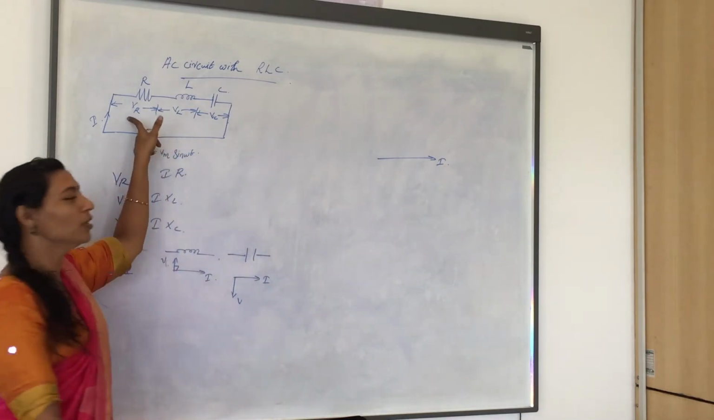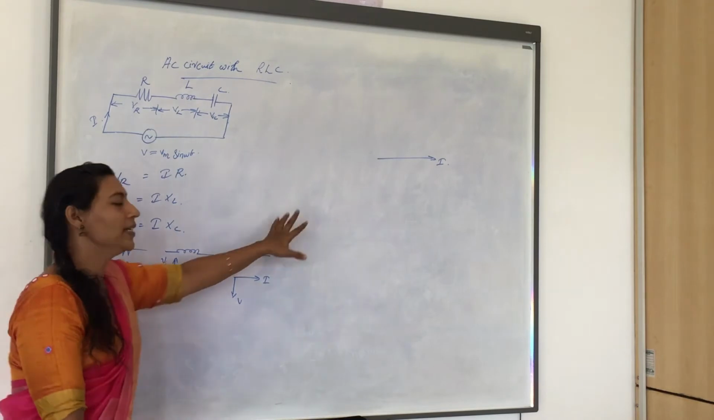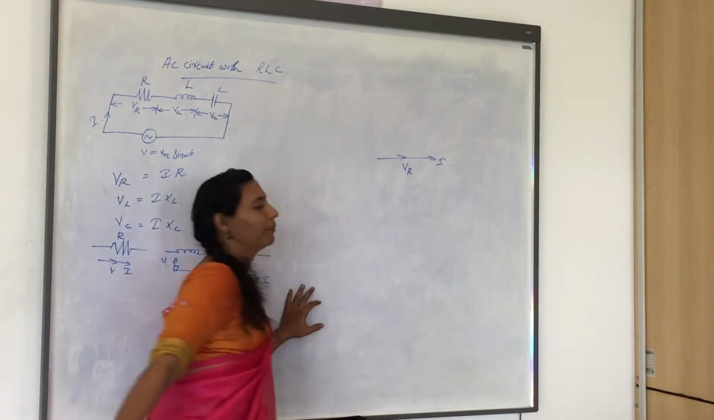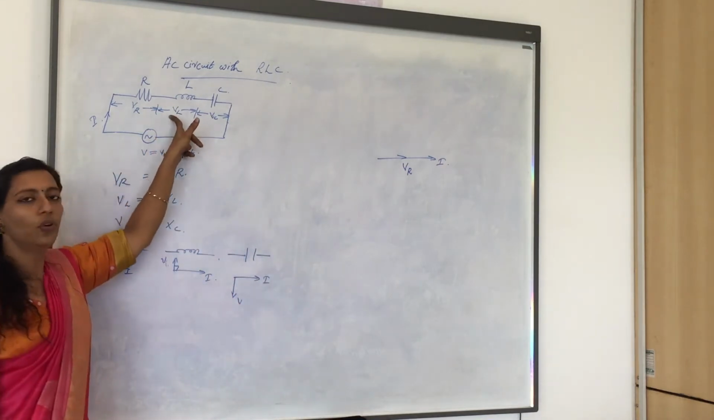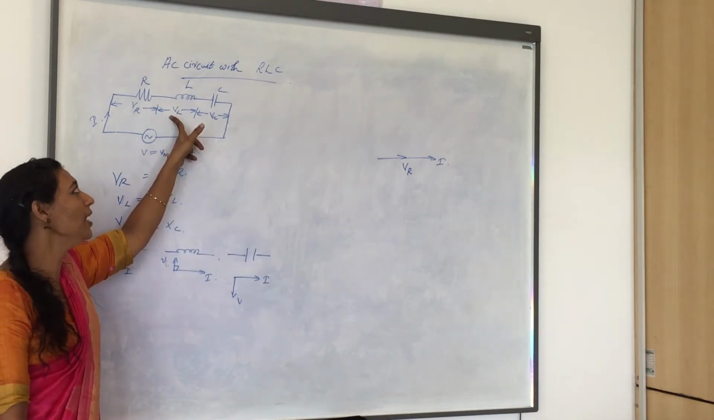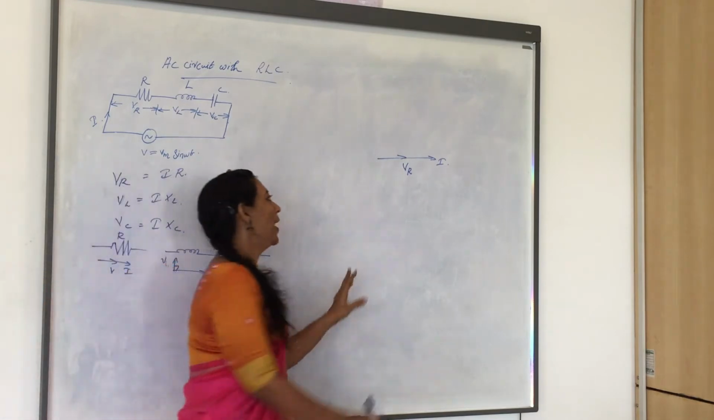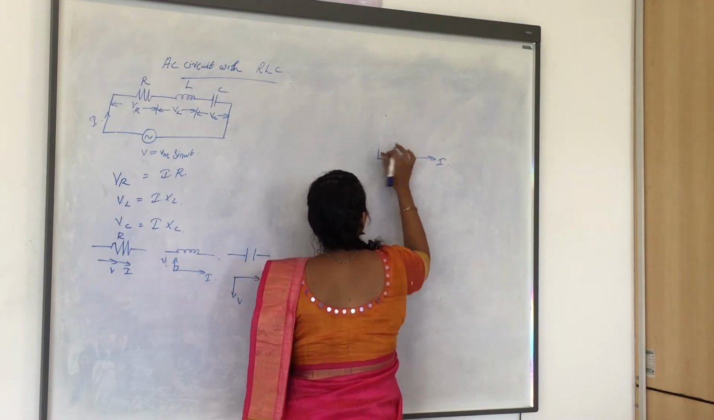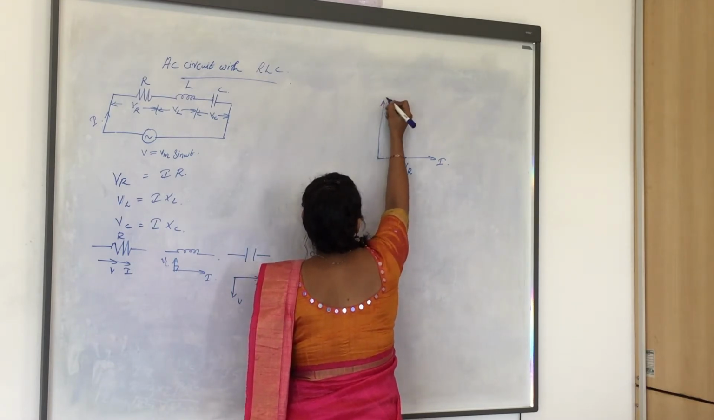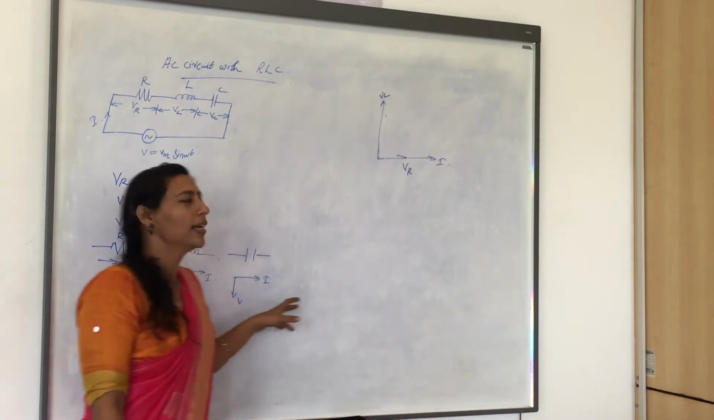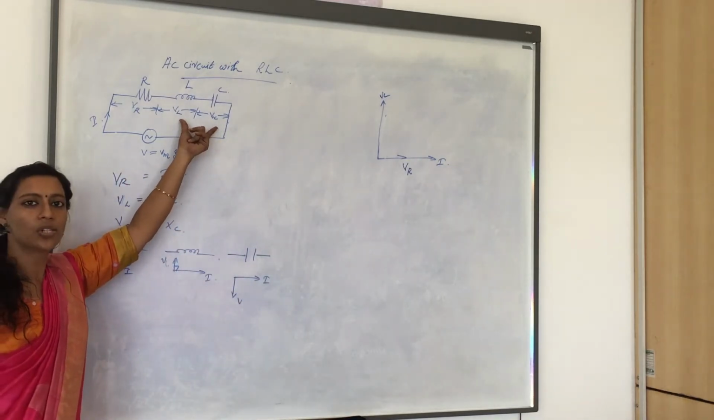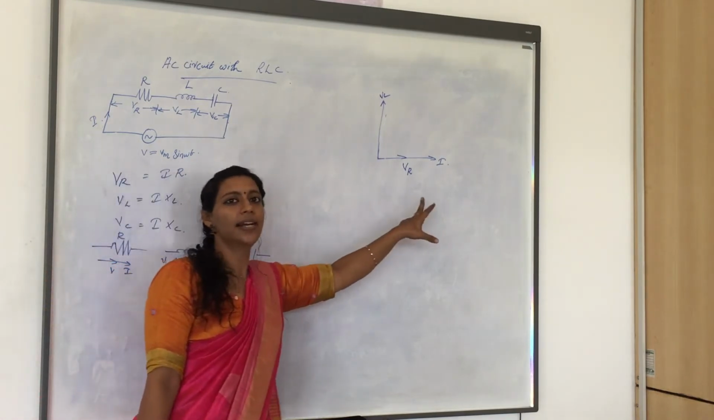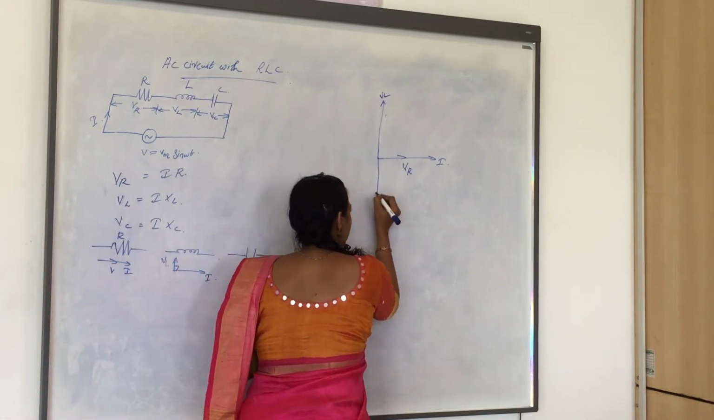So we have to draw the voltage VR. VR is in phase with the current. And next we have to draw the voltage drop across the inductor VL. VL leads the current by 90 degree. Next we have to draw the capacitor voltage VC. VC is the capacitor voltage, which lags the current by 90 degree.